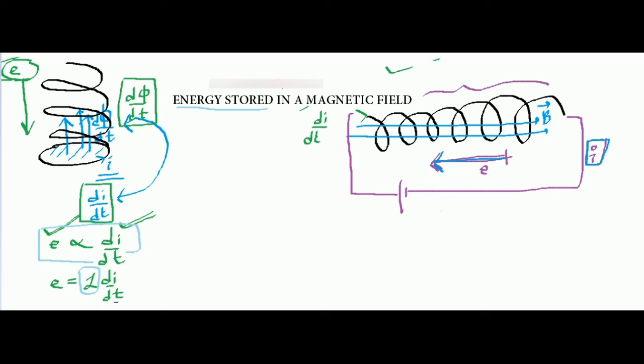Agreed? Now can you tell me what power the battery must supply to the circuit to keep the current the same? The power that the battery must supply should be equivalent to this potential times I, that is P equals E into I. Now what is E? E is L di by dt, and I have kept the I here.